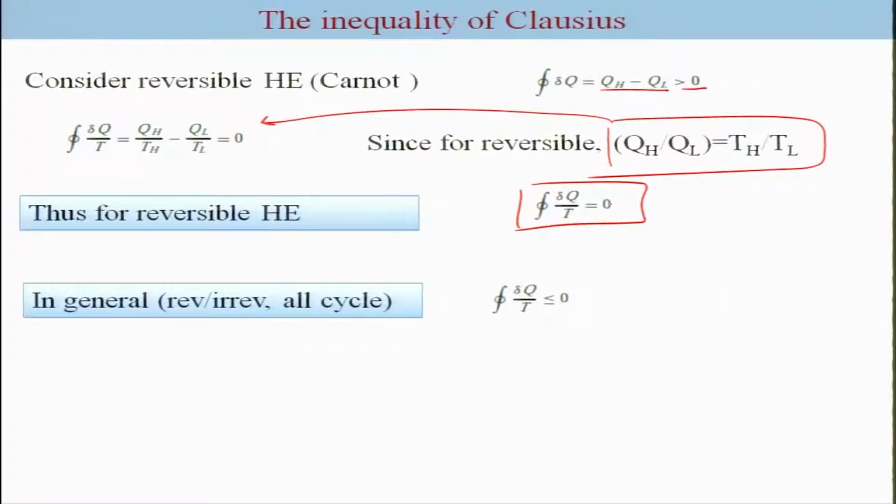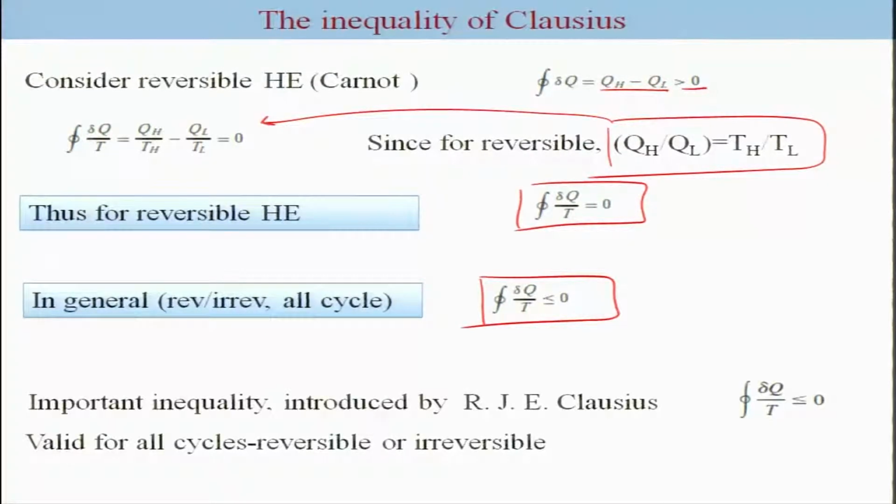In general, whether it is reversible or irreversible, for all cycles we can write it in this way, and this is nothing but your inequality of Clausius. So, in order for a process to occur, this particular inequality must be satisfied. This was proposed by Clausius and is valid for all cycles, whether reversible or irreversible. For both cases, it will be valid.